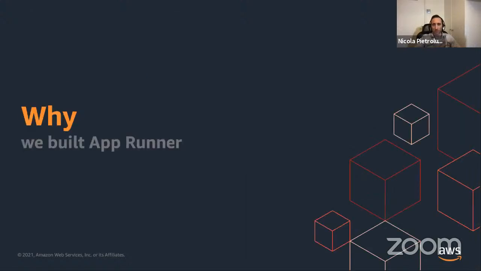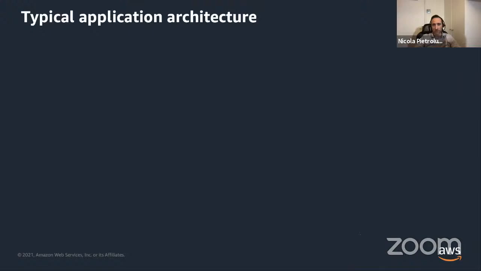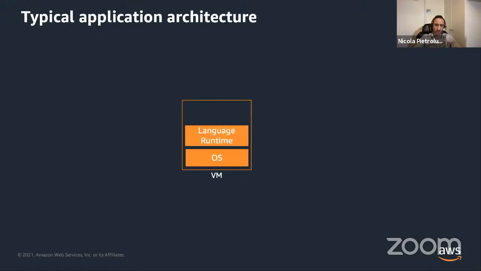So in order to understand why we built App Runner, let's look at the typical application architecture in the cloud. You start with a server, a virtual machine. Inside the virtual machine, you install a guest operating system. Then you install the language runtime of your choice, and then your application runs on top of it.